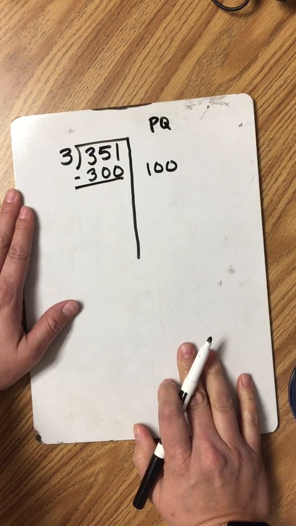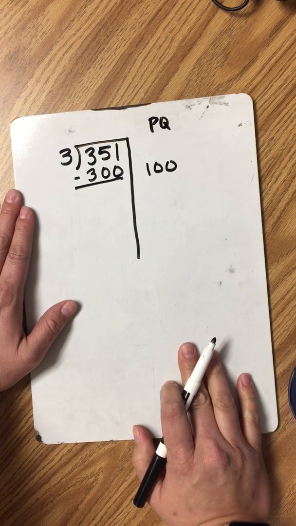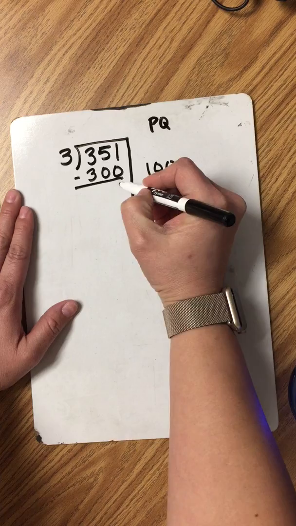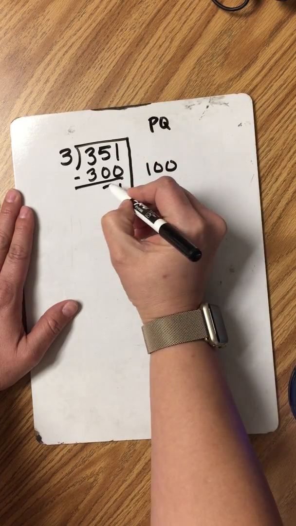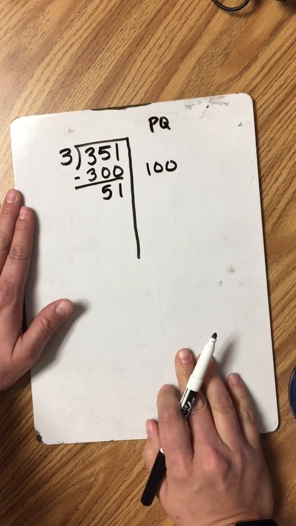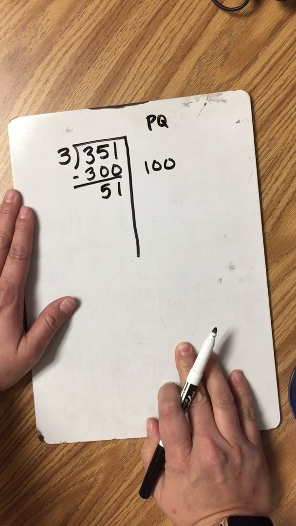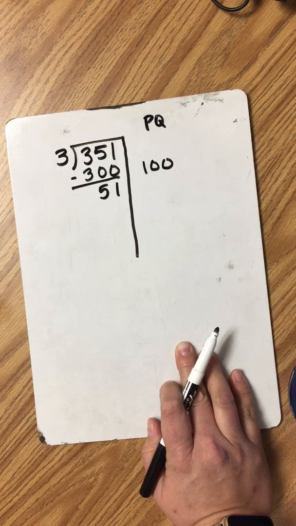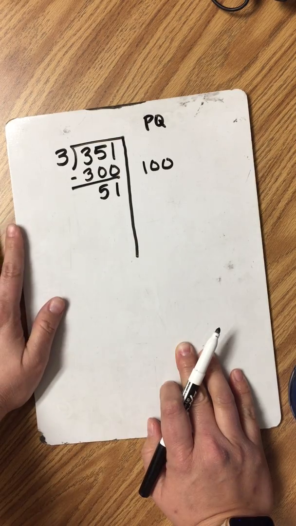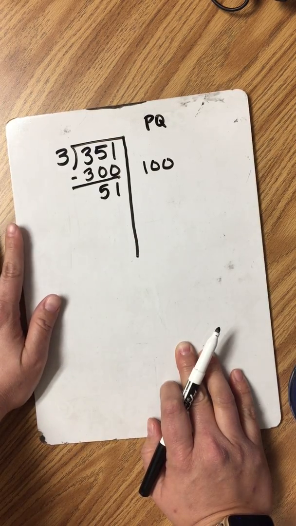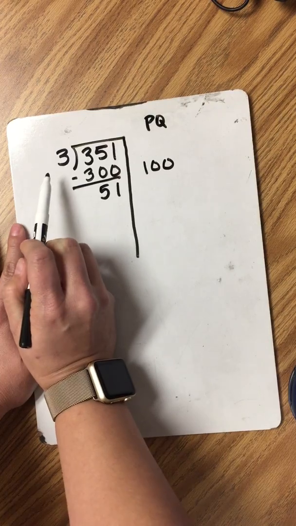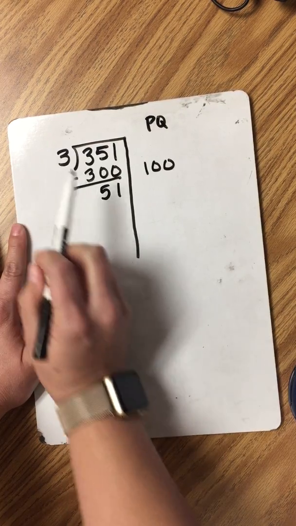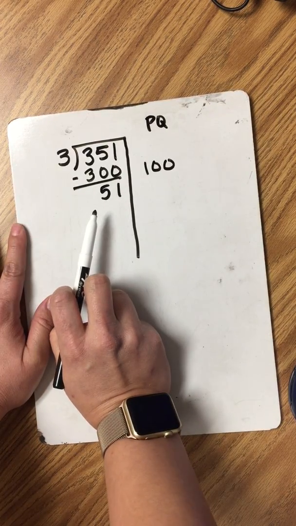You go ahead and subtract 300 from 351. 1 minus 0 is 1, 5 minus 0 is 5, and 3 minus 3 is nothing. So now we need to move on because we still have some numbers left over. Right here, you need to ask yourself the same question you asked just a minute ago. And that would be, how many times would 3 go into 51 without going over?